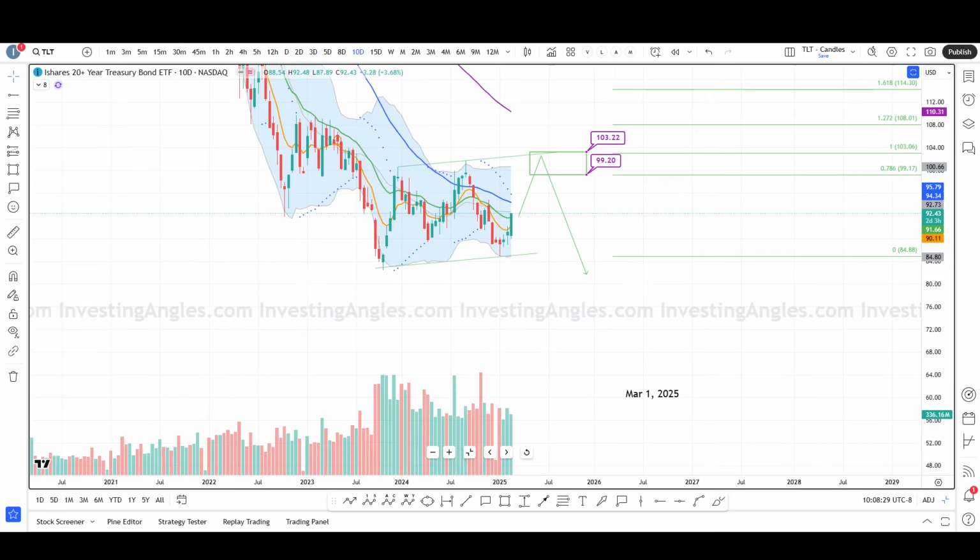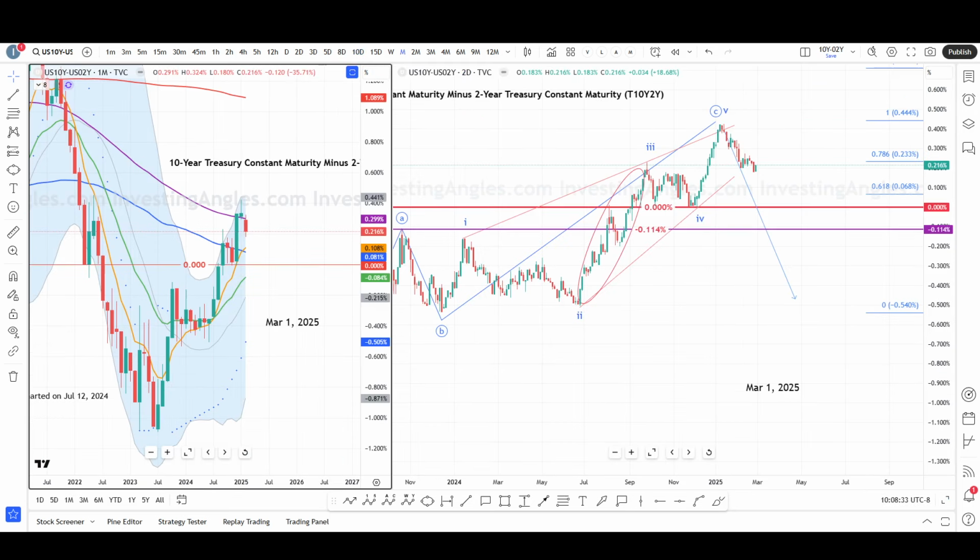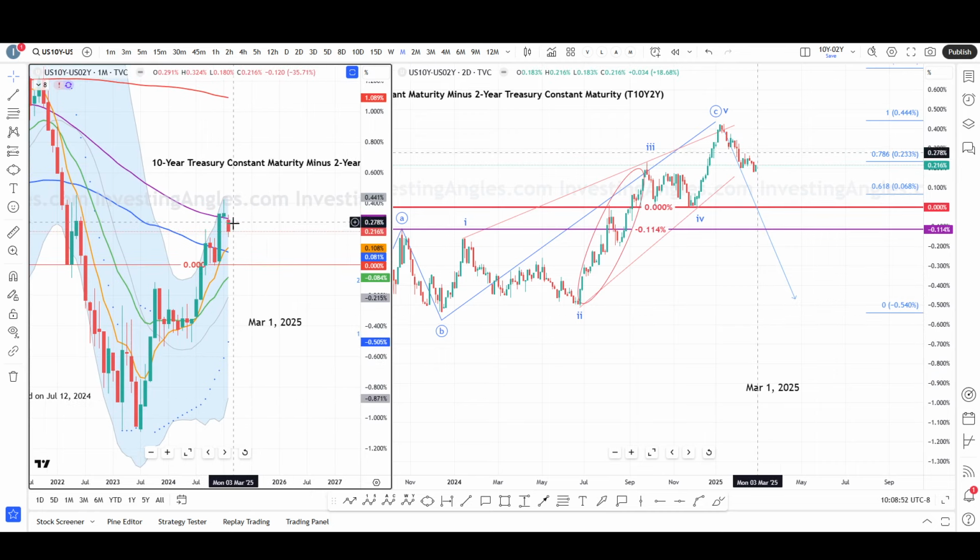That's the perspective for TLT, and the final chart of this quick presentation, I would like to discuss the spread. So this is the 10-2-year spread, and I've been highlighting it multiple times already that the spread is moving down, especially in the last couple of weeks.